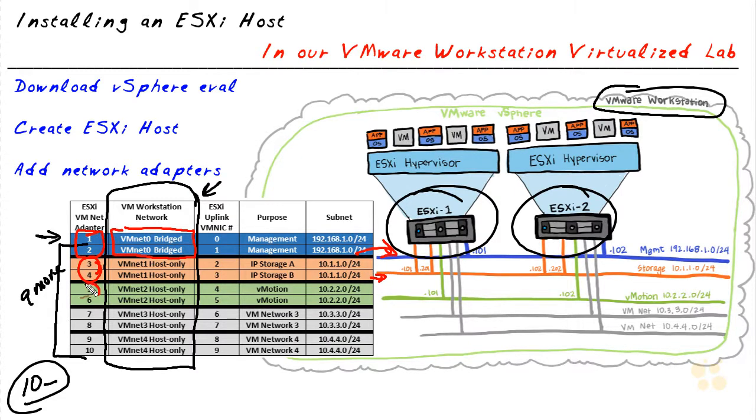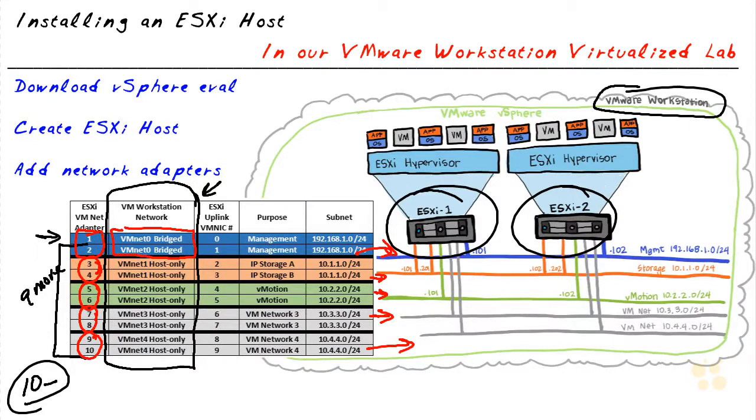We're going to map interfaces 5 and 6 on the ESXi host to the vMotion network, that's this green one right here. And then interfaces 7 and 8 we're going to map to VMnet 3, which is one of our networks that we're going to be using for our guest operating systems and guest VMs that are running on the ESXi hosts. And then interfaces 9 and 10 we're going to map to the second network, the 10.4.4 network, which we are also going to make available to be used by the virtual machines that are running on the ESXi hosts.